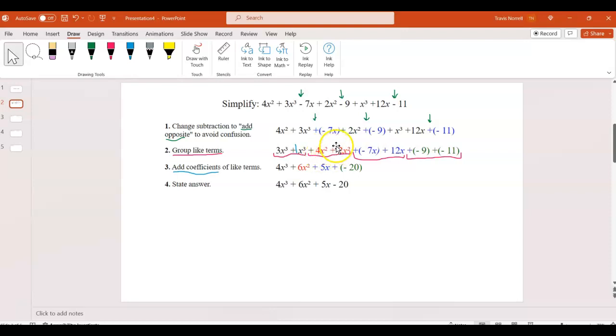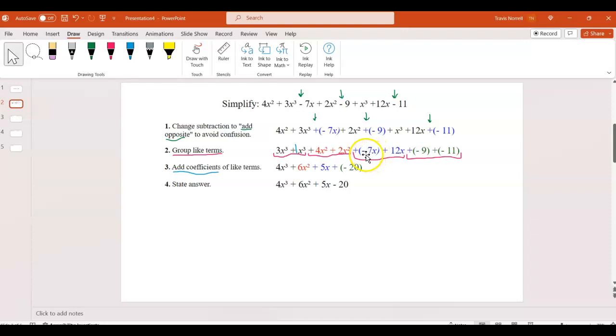4x squared plus 2x squared. 4 and 2 are the coefficients. So 4 plus 2 would give me 6x squared. So we're adding the numbers in front of the variables that are like terms.